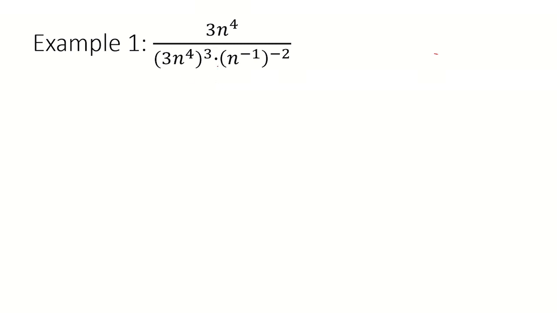So example number 1. You have 3n to the power of 4. So let's copy that first. Divided by quantity 3n to the power of 4, quantity raised to the power of 3, times the quantity of n to the power of negative 1, quantity raised to the power of negative 2. So what we need to do first, we just have to apply power rule for product.